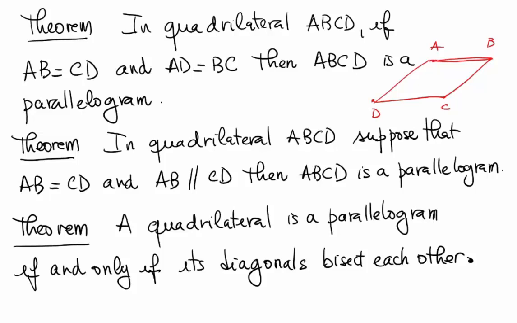And thirdly, we will prove that a quadrilateral is a parallelogram if and only if its diagonals bisect each other. So the statement that a quadrilateral is a parallelogram is actually equivalent to the statement that the diagonals of a quadrilateral bisect each other.